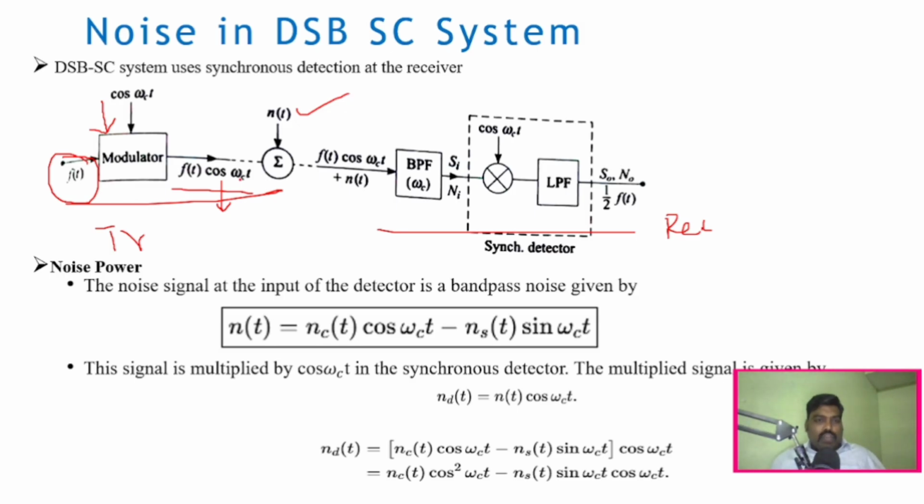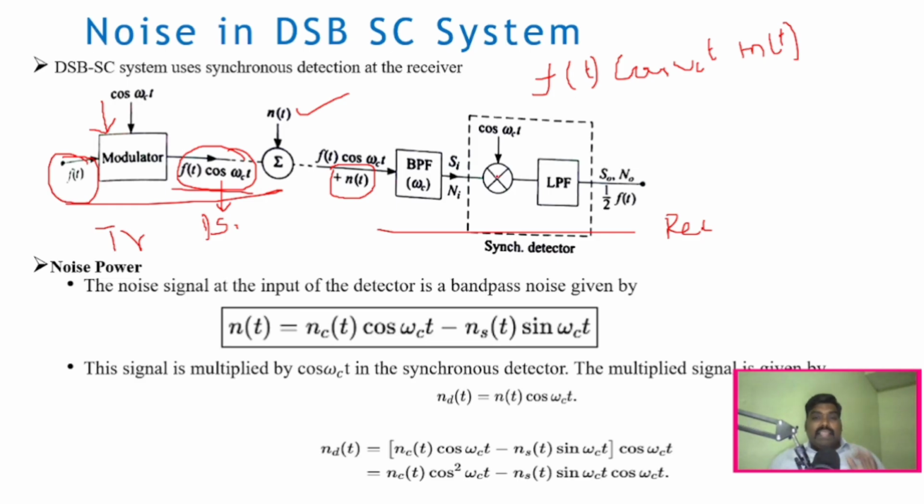So f of t cos omega ct, the DSB-SC signal, is transmitted. During transmission through the channel, the noise gets added. And at the receiving side, what will happen? Along with this DSB-SC signal, you will have this additive noise as well. So it will be f of t cos omega ct plus n of t. This is the signal which is received at the receiver.